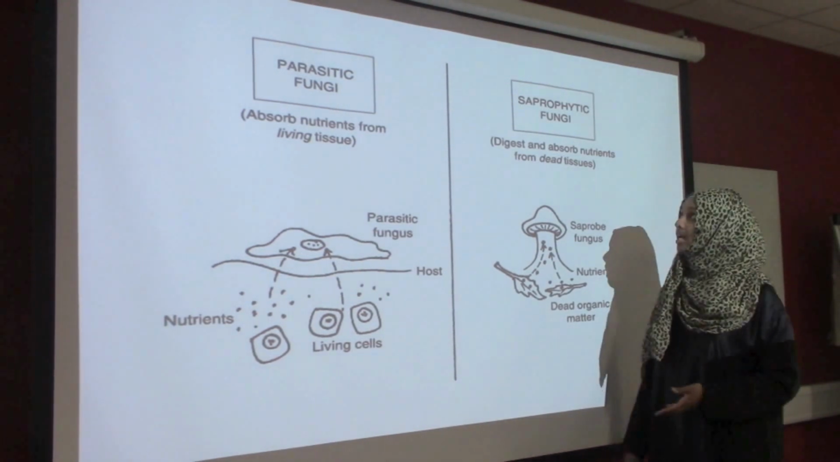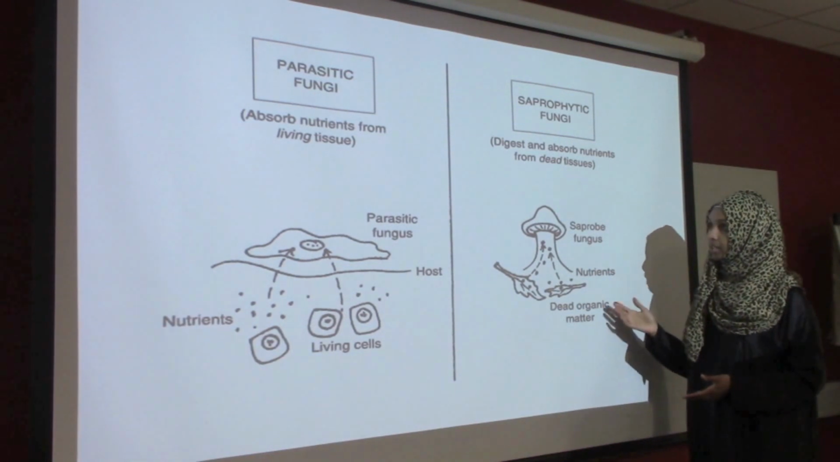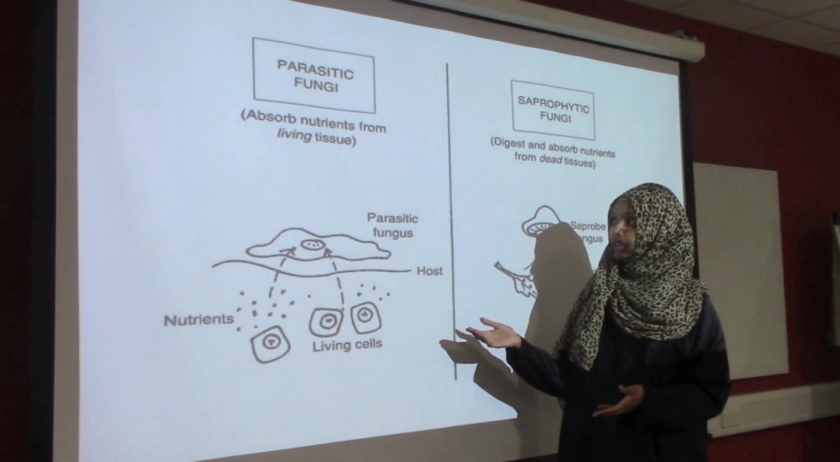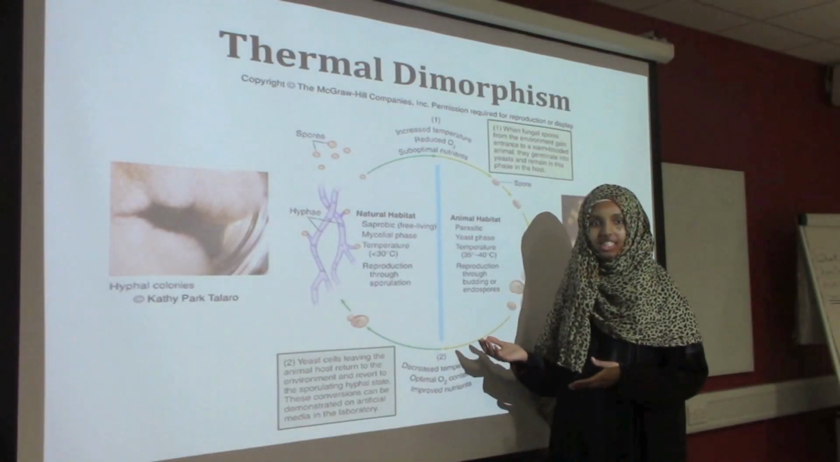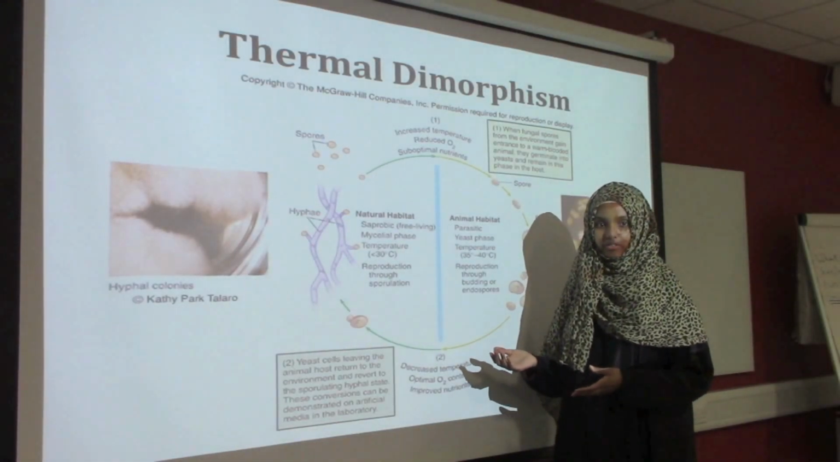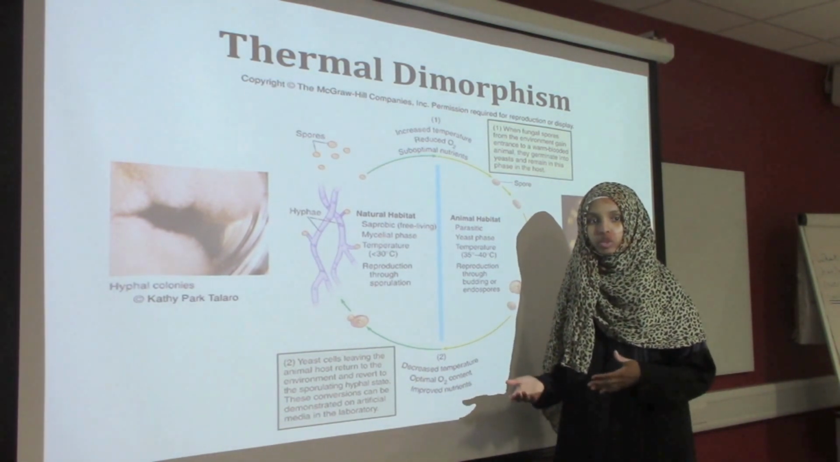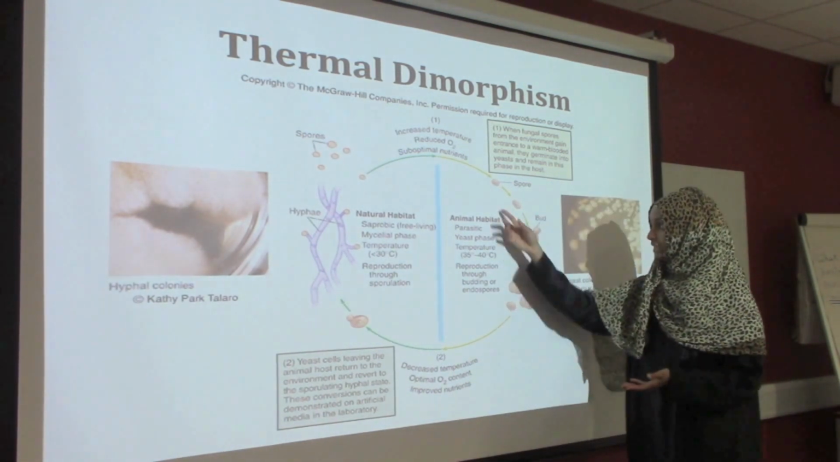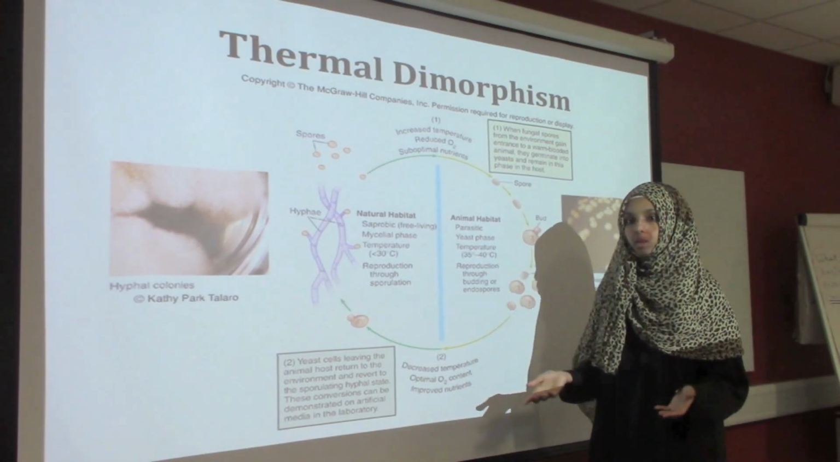Fungi perform an essential role in the decomposition of organic matter and have fundamental roles in nutrient cycling and exchange. Saprophytic fungi digest and absorb nutrients from dead organic matter, whereas parasitic fungi absorb nutrients from living tissues. Some species grow as unicellular yeast that reproduce by budding or binary fission. Dimorphic fungi can switch between a yeast phase and a hyphal phase in response to environmental conditions, seen here. The optimum temperature being 35 to 40 degrees, making the human body an optimum environment.